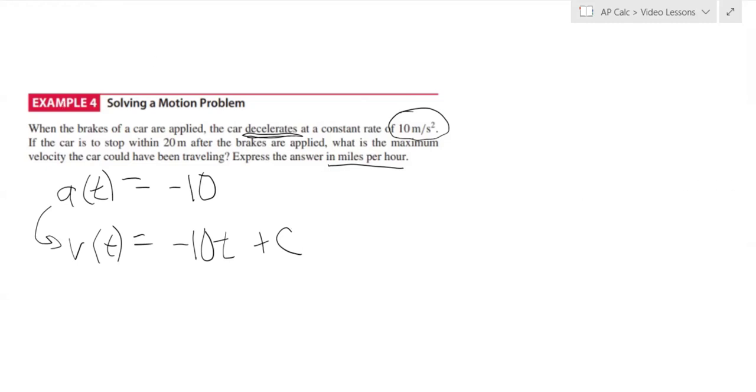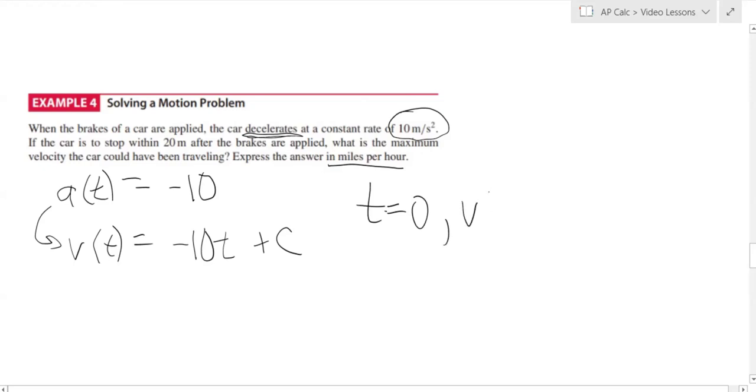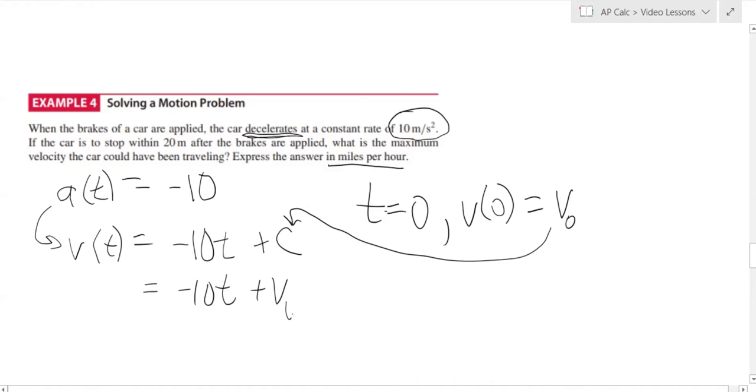Okay. Now, when t equals 0, the velocity at 0 is going to be whatever the initial velocity is. So that's the velocity when the brakes are applied. So I'm going to use that as my constant. I don't know what it is yet, but we're going to put that in there symbolically. Okay. So then we can anti-differentiate that again to get the position function.